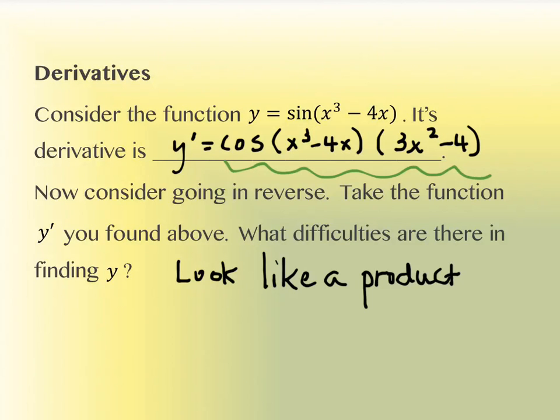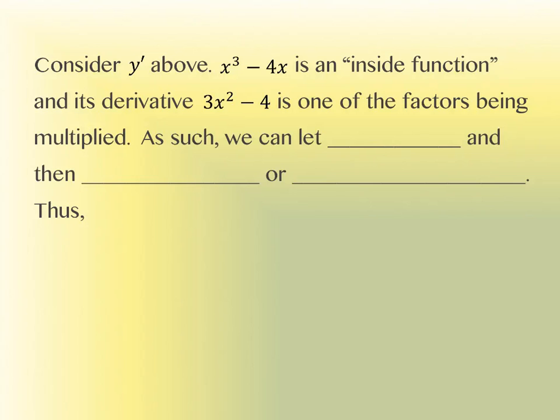Let me go back over here and identify what I mean. This particular portion of the product is the derivative of what lies inside the other portion. Can you see that? That's how we created it, right? Now, we're going to start with functions where we didn't create it to do that, but it still has that feature. What's inside still has a derivative that is the other piece of what's being multiplied. So if we consider the y prime above, x cubed minus 4x is an inside function. Its derivative, 3x squared minus 4, is one of the factors being multiplied.